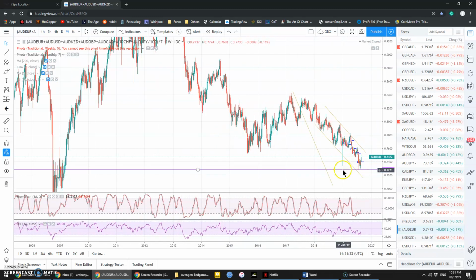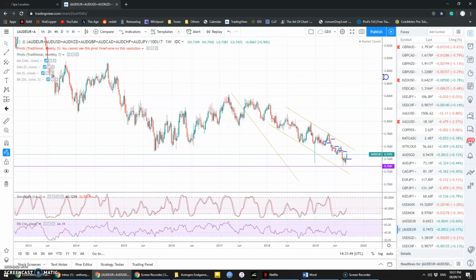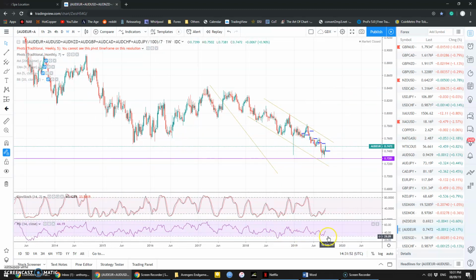We have kind of touched the support level around 0.72, so in the support region of this index, which is around 0.73 to about 0.66, and we have a small bounce on the Australian index. We do have divergence on the RSI, so higher low compared with the index. However, the channel is still bearish, so the overall Australian dollar against major currencies is still predominantly bearish.